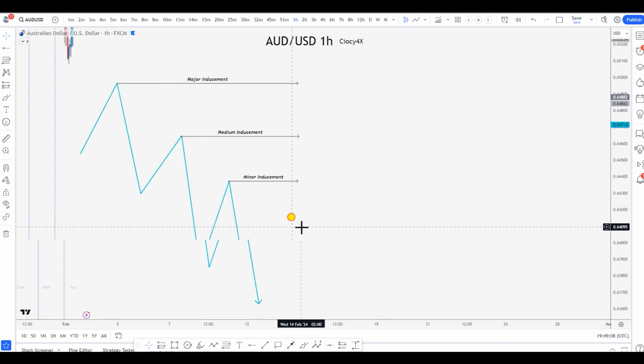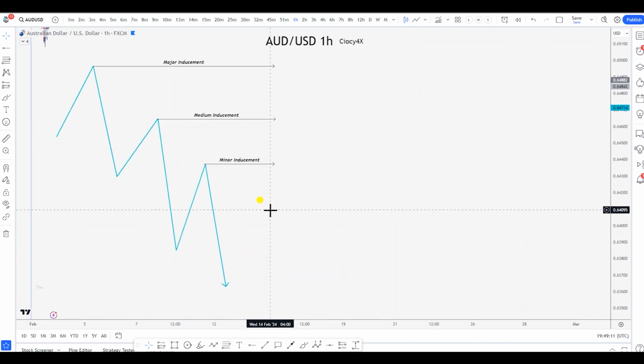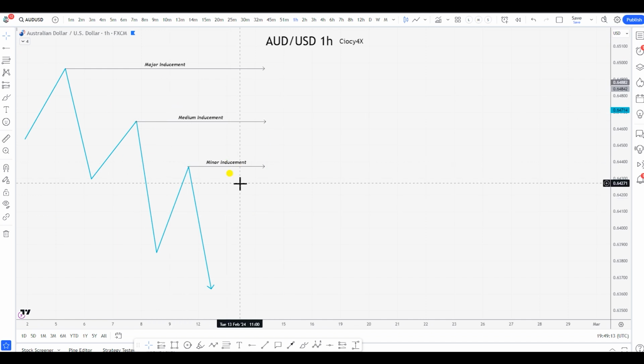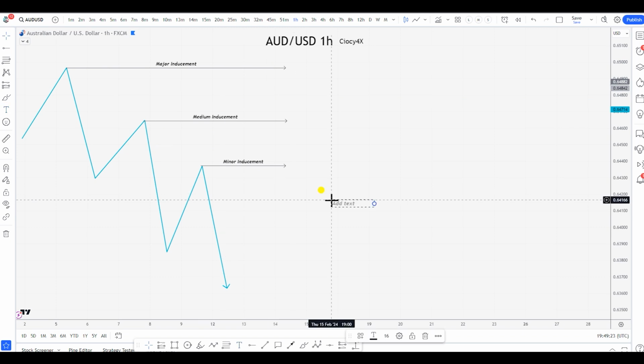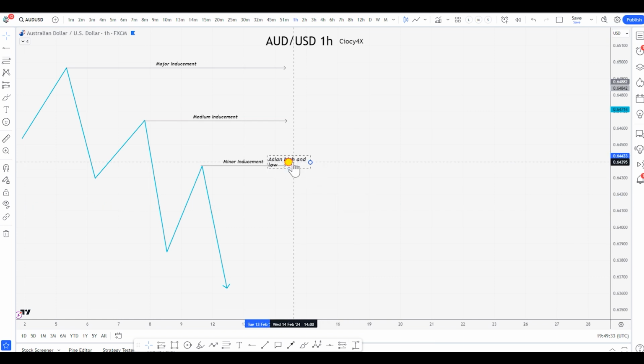So why is it important for you as a day trader to be aware of the three types of inducement? First, let's classify and understand each one of these types. When it comes to the minor inducement, usually the most important minor inducement that you have is the Asian high and low. This one is literally the most important type of minor inducement that we have on an intraday basis. There are so many types of minor inducement, so many types of medium inducement, and so many types of major inducement.